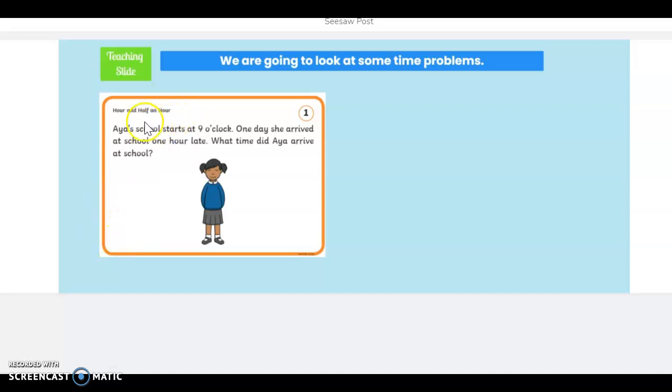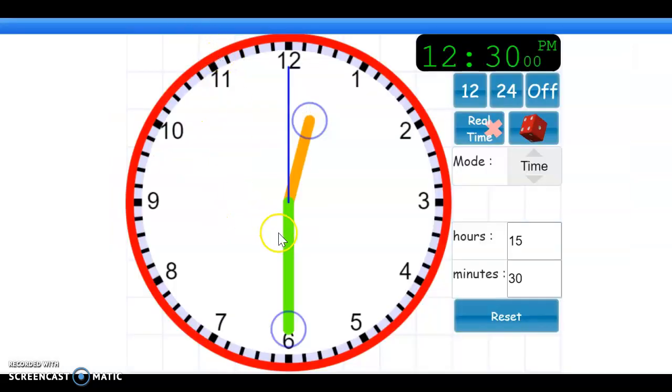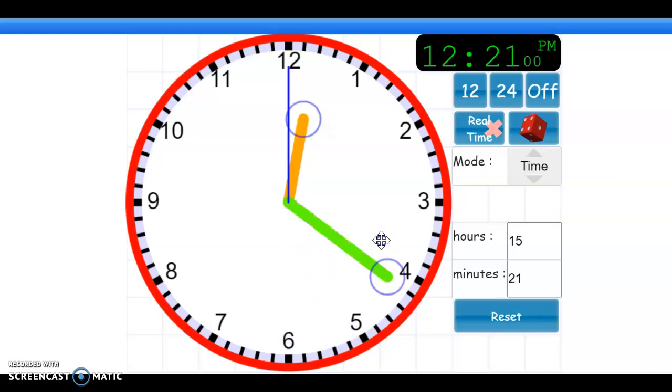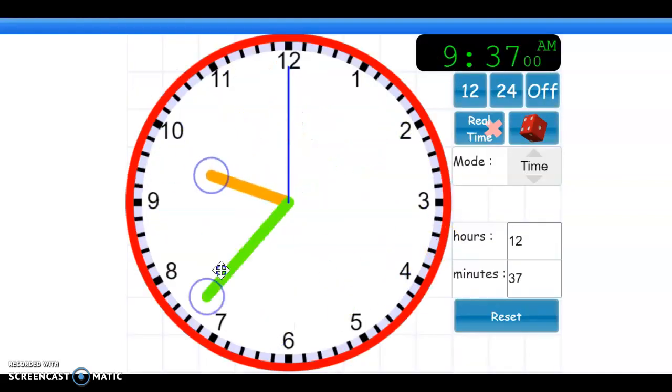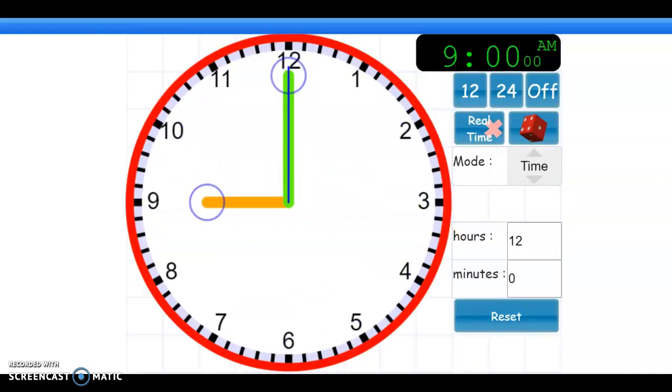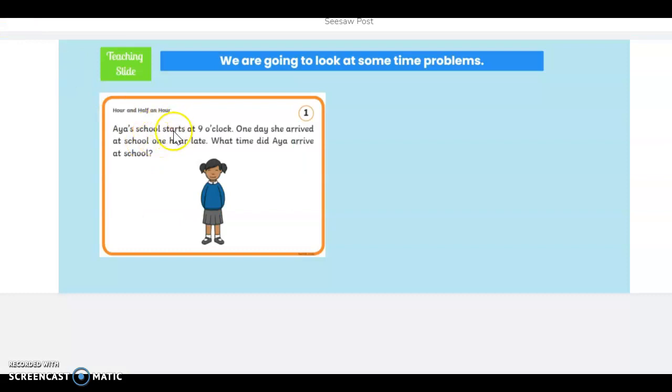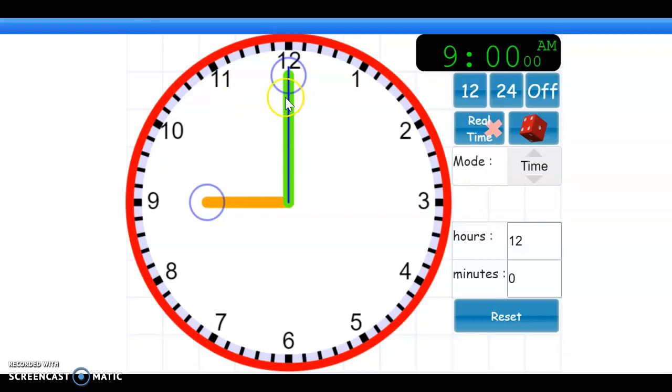So I can see that her school starts at 9 o'clock. And she arrived 1 hour later one day. Now I'm going to use my analog clock and set it to 9 o'clock because I remember it's saying that school starts at 9 o'clock. So I have got 9 o'clock on my interactive clock.